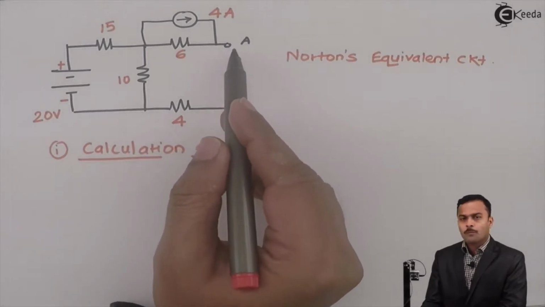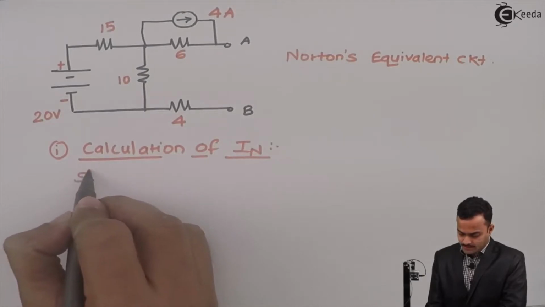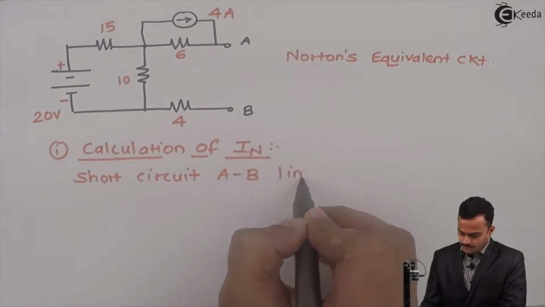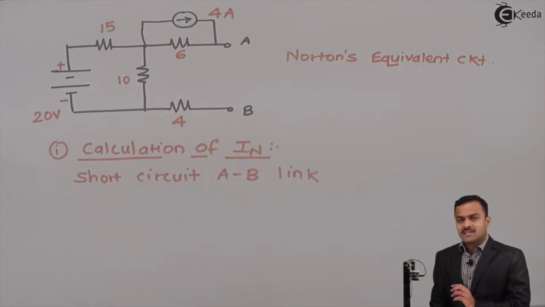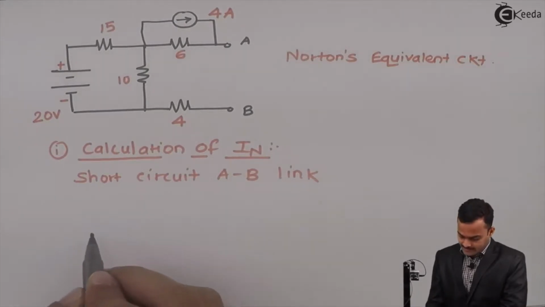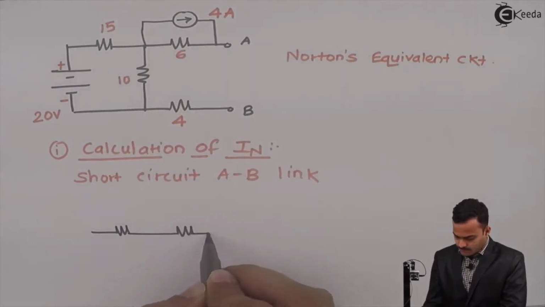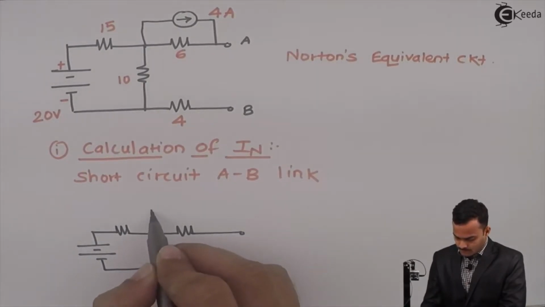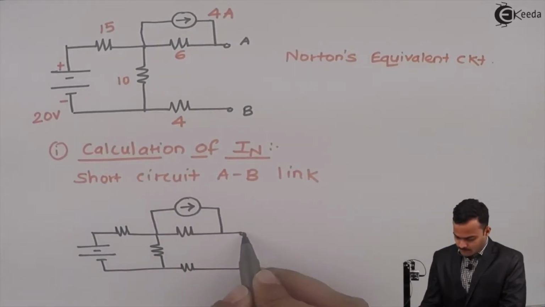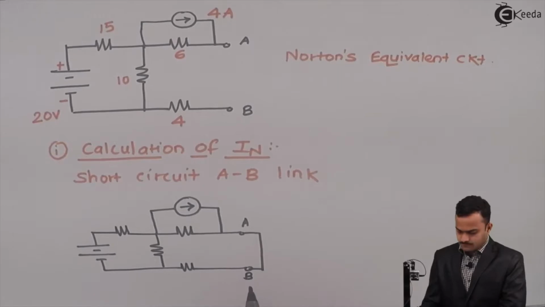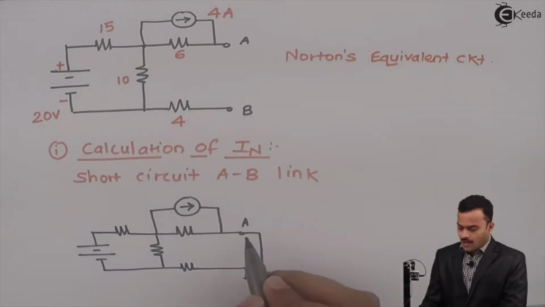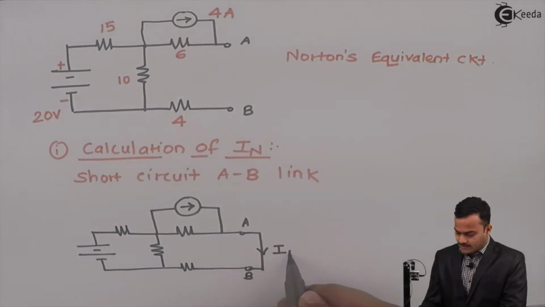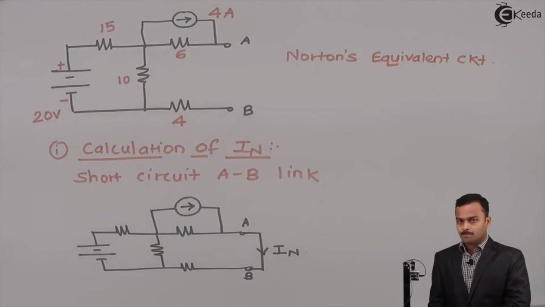We short circuit these open ends. So short circuit the AB link, keeping the rest of the circuit as it is. So the circuit will look like this. And what we are supposed to find out, after short circuiting points A and B, is the current flowing through that link. That is our Norton's current IN.